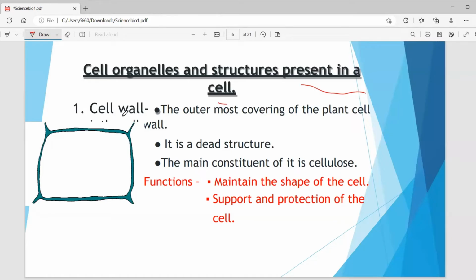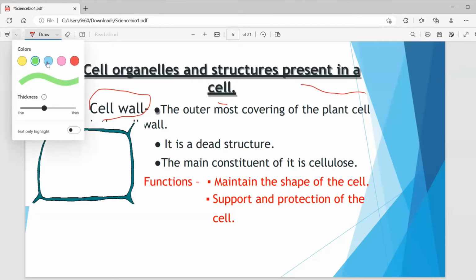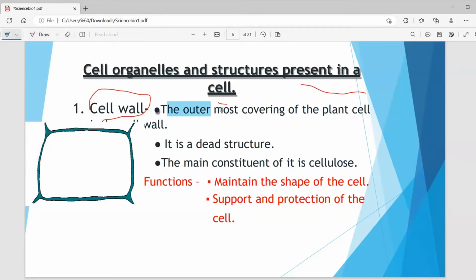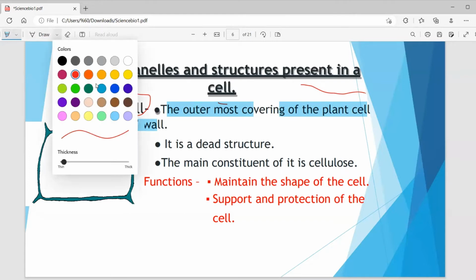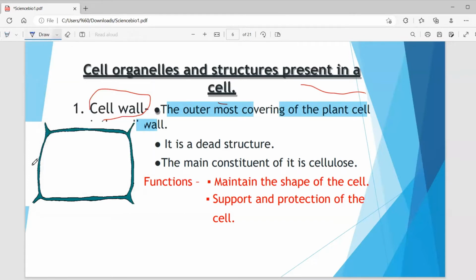The first one is cell wall. You can see this is a cell wall, and it is the outermost covering of a cell. It is basically the outer layer part. It is a dead structure. It is always a dead structure.